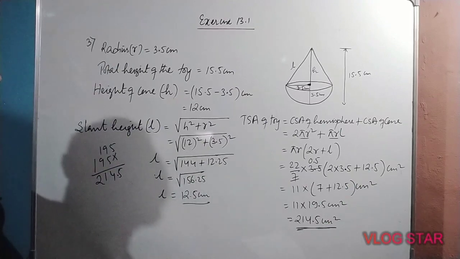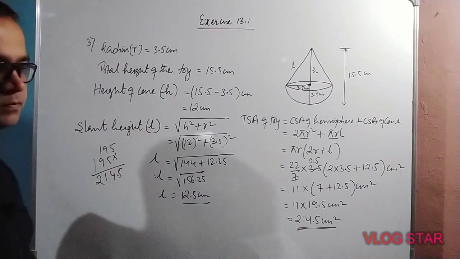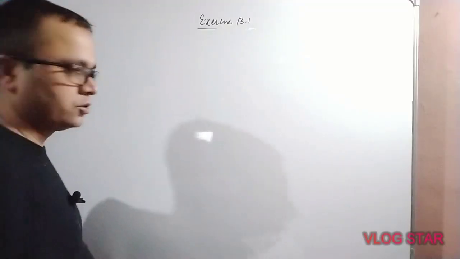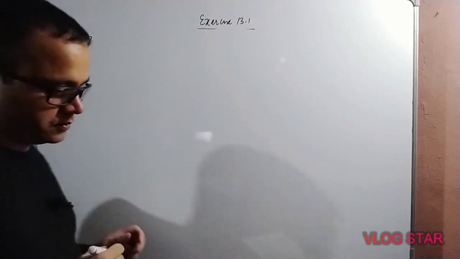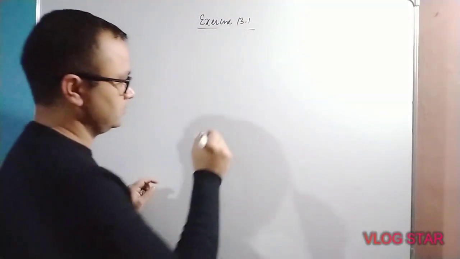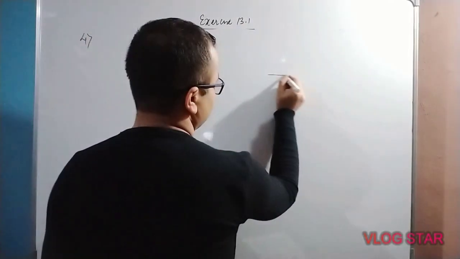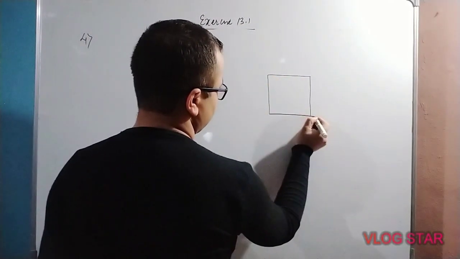So this is question number 3. Now move to question number 4. Question number 4 is a cubical block of side 7 centimeter. So, a cubical block of side 7 centimeter.